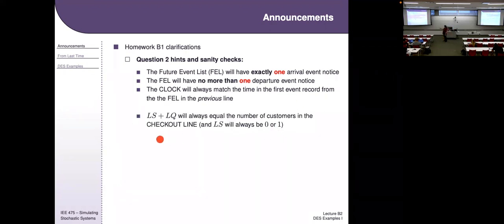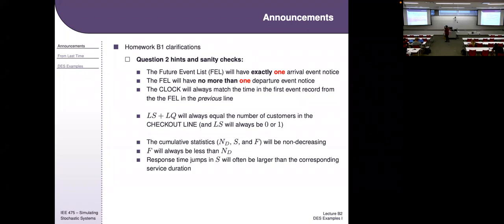Other things: LS plus LQ will always equal the number of customers in the checkout line. The checkout line always has the customer being serviced at the head of it, and then everyone else waiting after. So if you add those 2 things together, it should add up to that line length. The cumulative statistics are cumulative, so they will not decrease. If they decrease from one time step to another, there's probably something wrong with the logic.